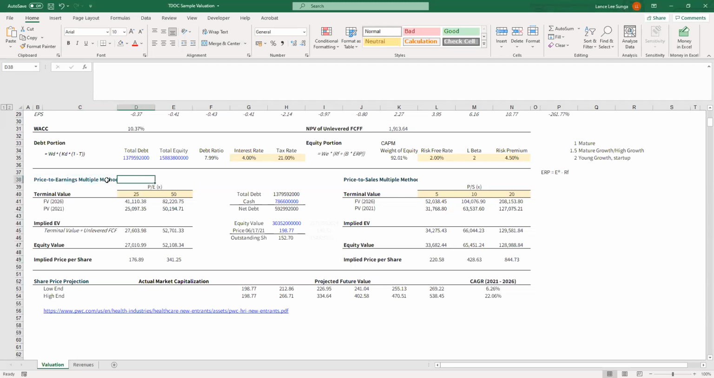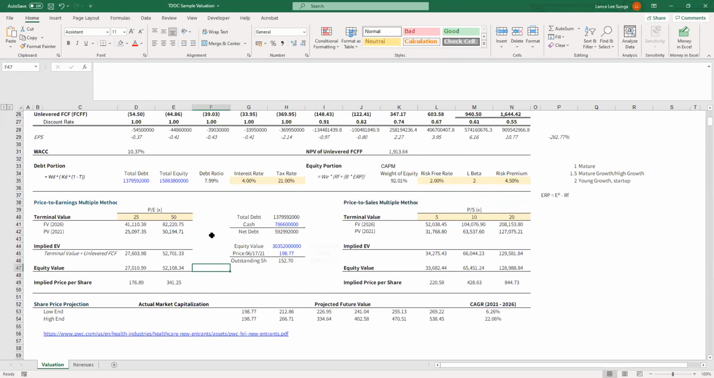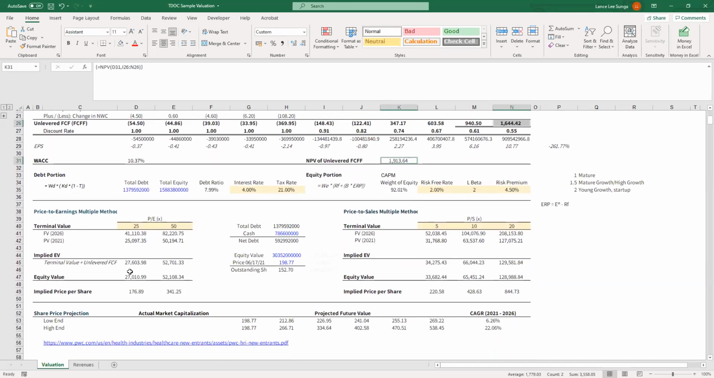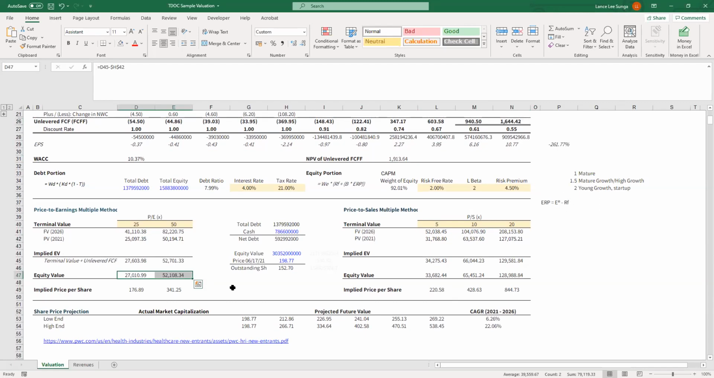Basically here we're just keeping it simple, using a multiple model, right? If you want to use the usual DCF, you just have to add the NPV and the present value of the terminal. And then that's basically your equity value, after you take out the net debt. But that's your usual DCF.